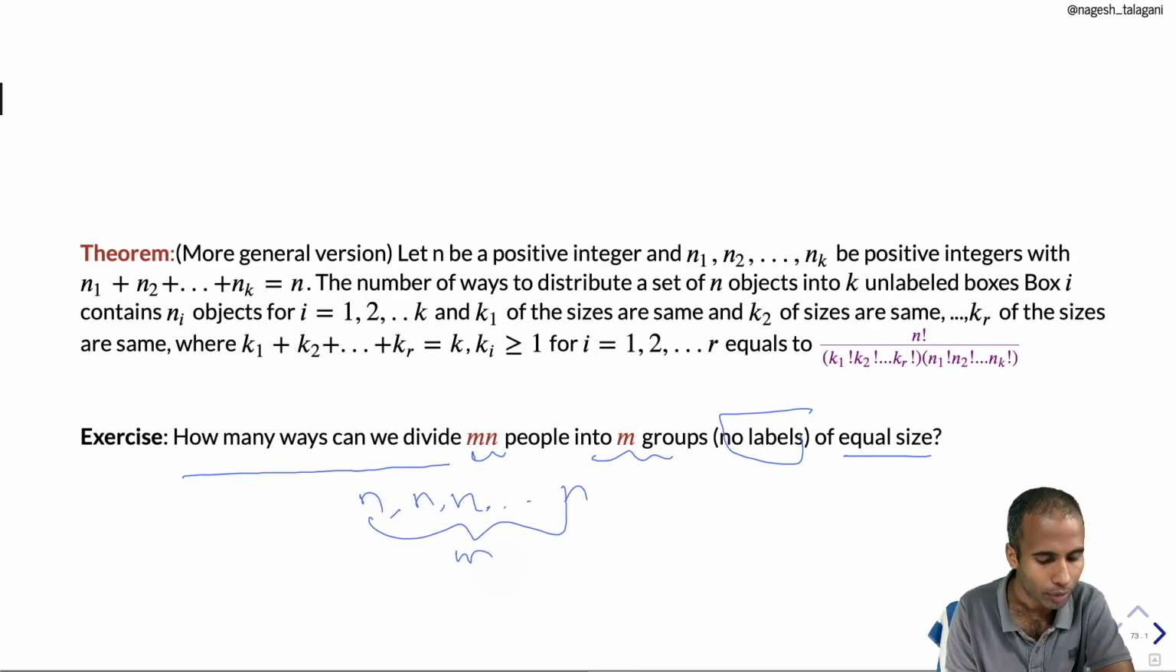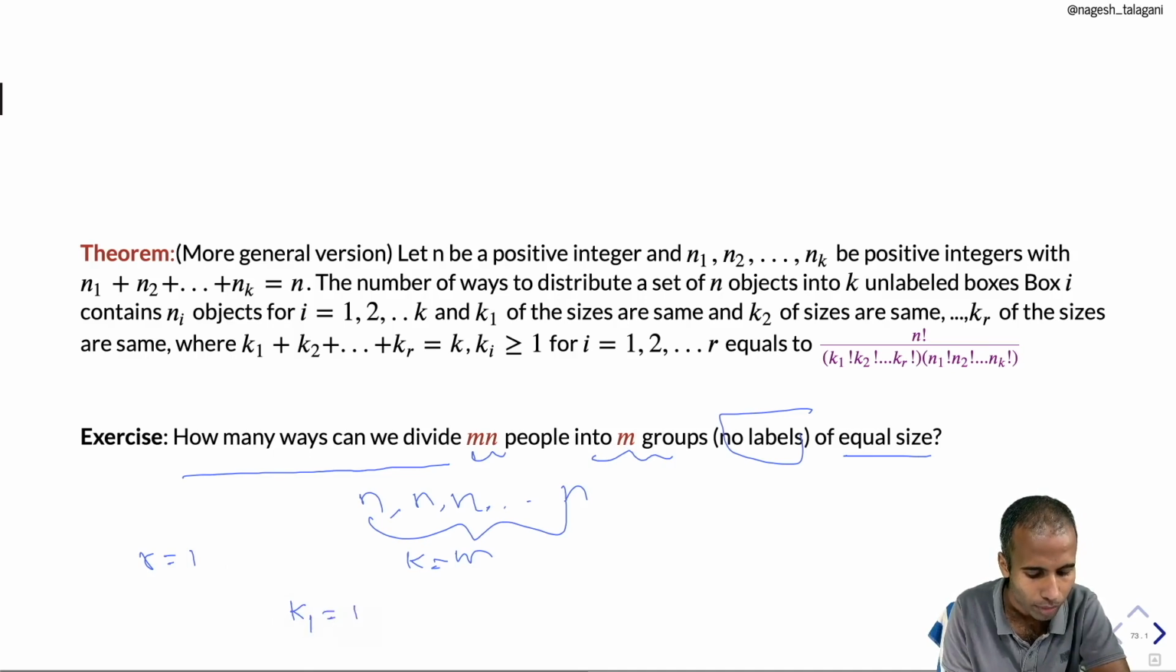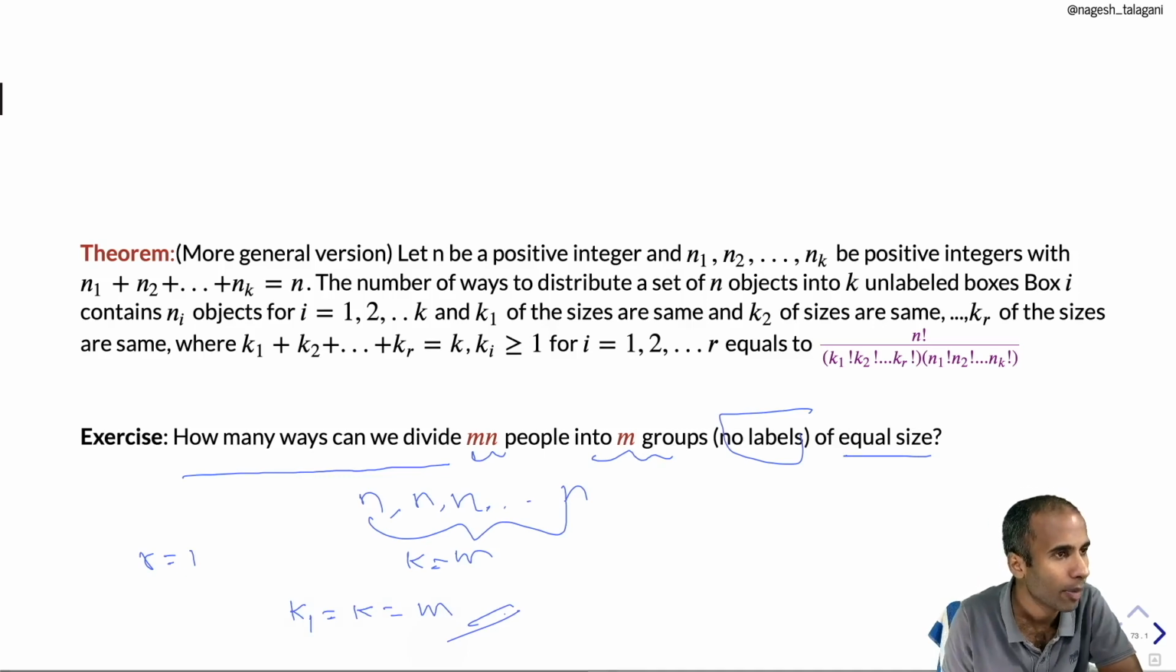So here I'll tell you the sizes k equal to m here, and r is going to be 1 because r is like the number of different sizes, right? There is only one size here, n, so r equal to 1. And the sum of these k's should be equal to k, but there is only one k1 here. k1 must be equal to k, which is m. Now try to apply the above theorem to answer this question. Okay, thank you.